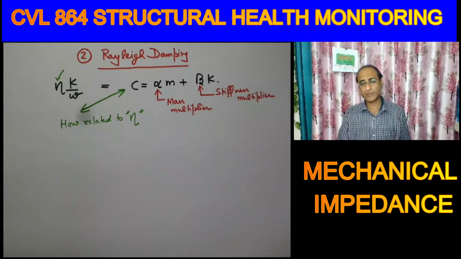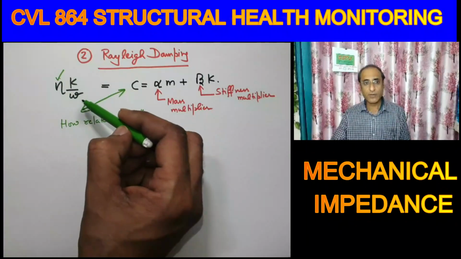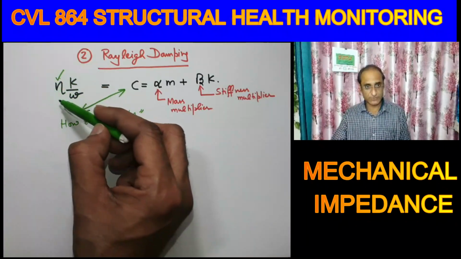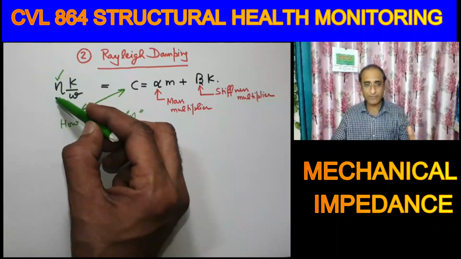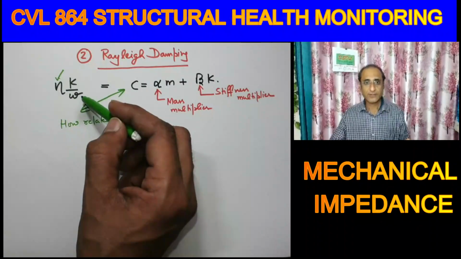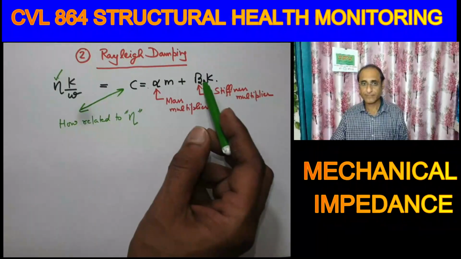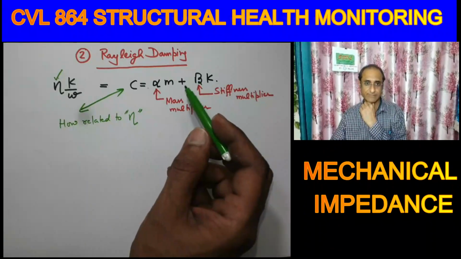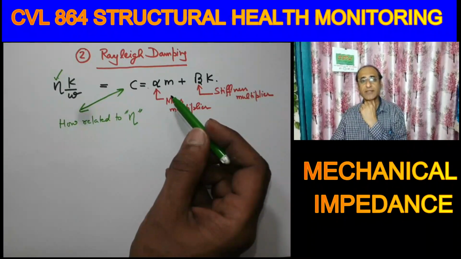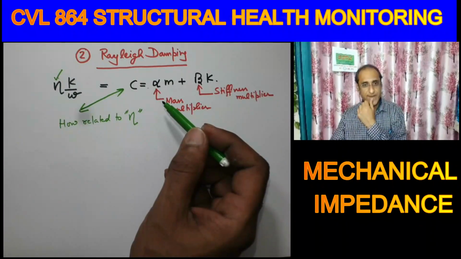Let me suggest a very simple solution. This term eta is basically multiplied to what? It's multiplied to stiffness, so it's more friendly with the stiffness. So if you are given eta and you want to find alpha and beta, eta by omega is equal to beta. Eta by omega is equivalent to beta. But how about alpha?